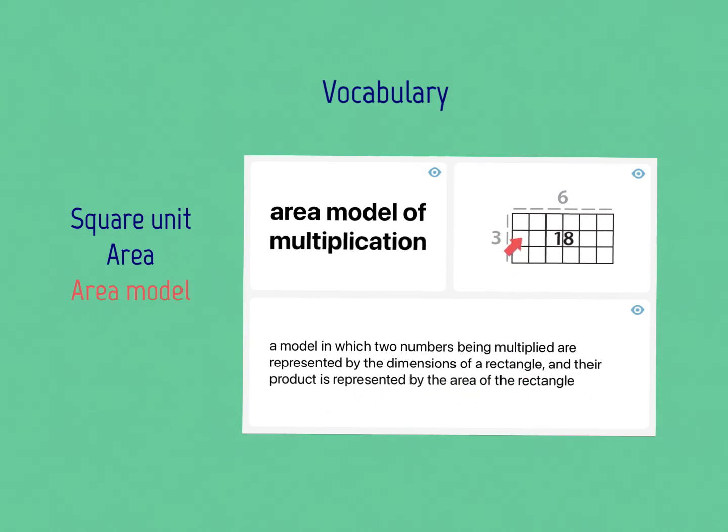So here we have 1, 2, 3, so 3, and then 1, 2, 3, 4, 5, 6, and 6 times 3 is 18. And if we count those, it's 1, 2, 3, 4, 5, 6, 7, 8, 9, 10, 11, 12, 13, 14, 15, 16, 17, 18. So those are equal, so that means that the area model is when you multiply these two numbers together. The length times the width is an example for a rectangle, and that is how you get your area.